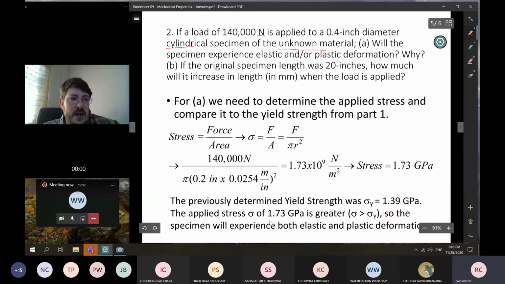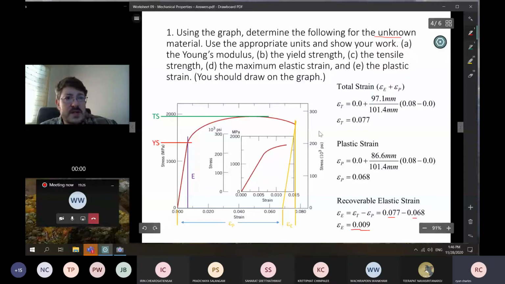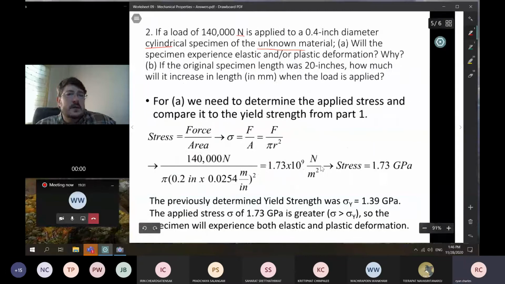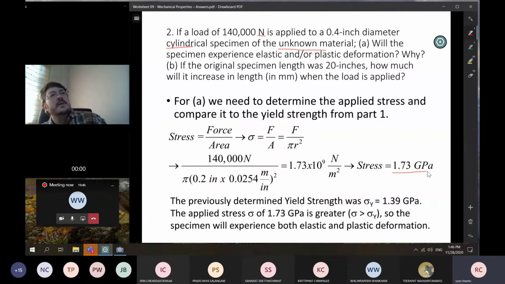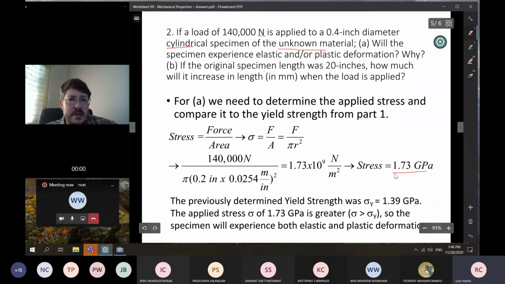In radius, we have to convert that to meters, right? Because we want pascals. I mean, you could do this in PSI too if you wanted to. There was a PSI scale here if you wanted to do that. No one's going to do that. All right, so multiply that by 0.0245 meters per inch, square that thing, and you get 1.73 GPa. 1.73 GPa, or 1,730 megapascals. We figured out in question 1, the yield strength was 1.39 GPa.